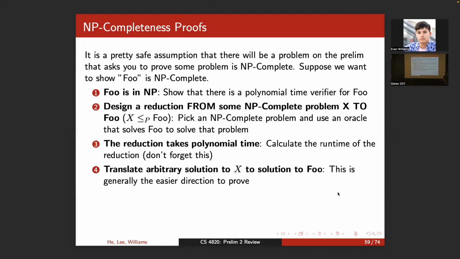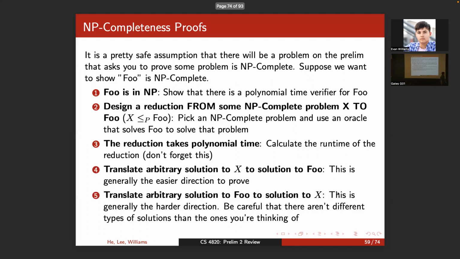So then you want to translate the arbitrary solution to x to the solution to foo, right? This is the proof of correctness part. If there is a yes instance of x, then there must be a yes instance of foo. And then finally, the backwards direction. If there's a yes instance of foo, there must be a yes instance of x. And this is probably harder. You want to be careful here that there aren't types of solutions that you haven't considered, right? So basically, this is the counterexample.